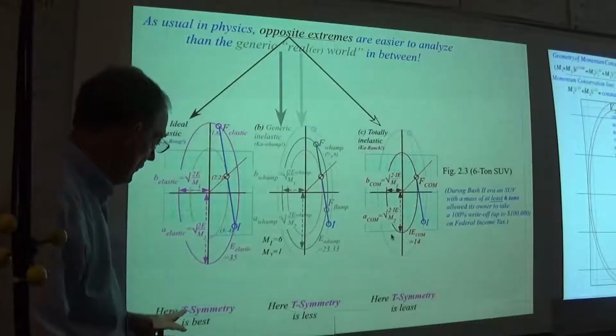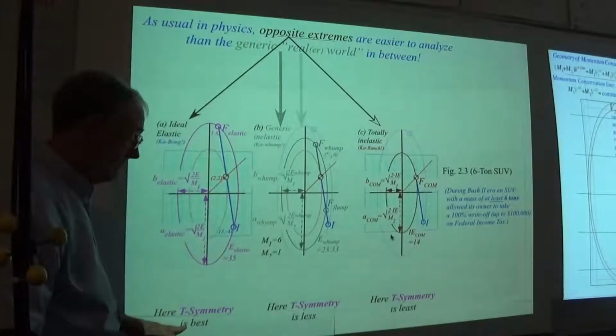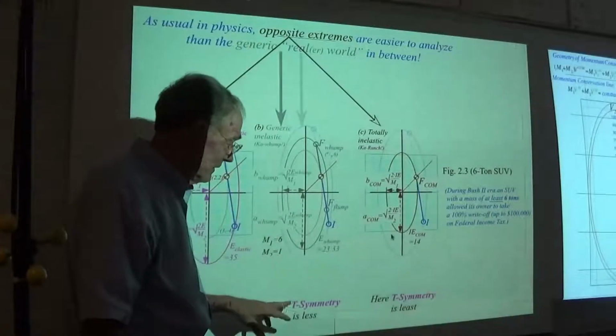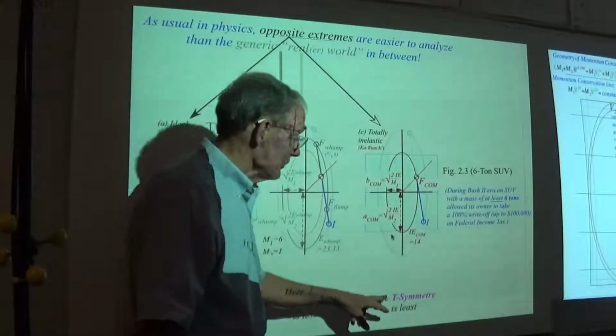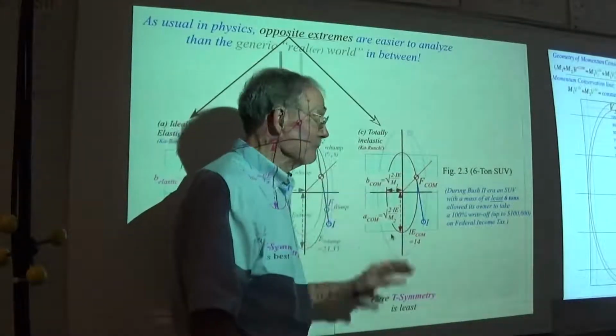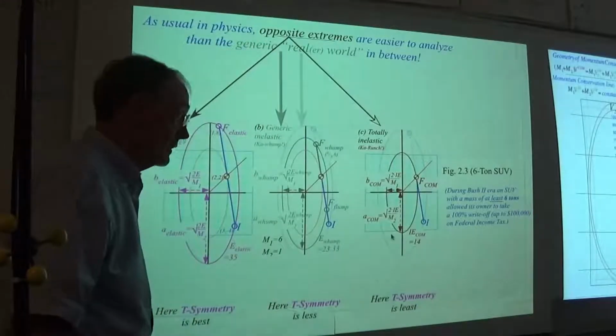Okay. In any case, this is T-symmetry at its best. This is T-symmetry quite a bit reduced. And this is T-symmetry at its least. There's no T-symmetry. Completely lost it.